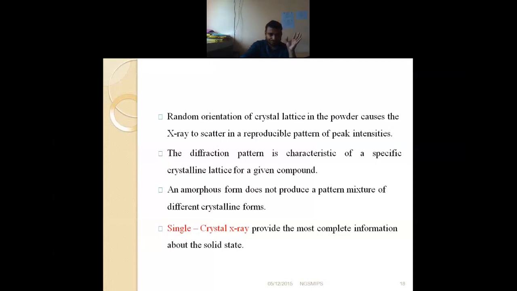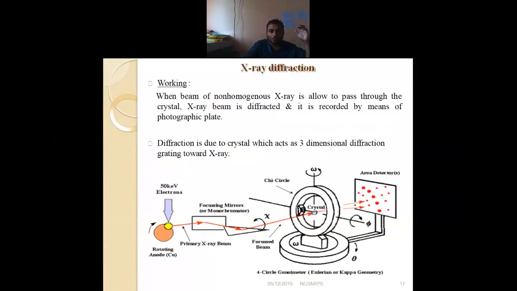Single crystal X-ray provides the most complete information about solids. It will scatter the beam of light and show the particular behavior of the crystals. It depends on the structure of the crystalline lattice. In the case of an amorphous form, it does not produce any scattered beam of light, so it does not produce any pattern. But in the case of the crystalline form, it shows a pattern on the background of the photographic plane.